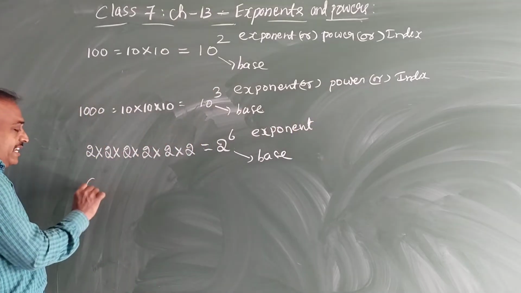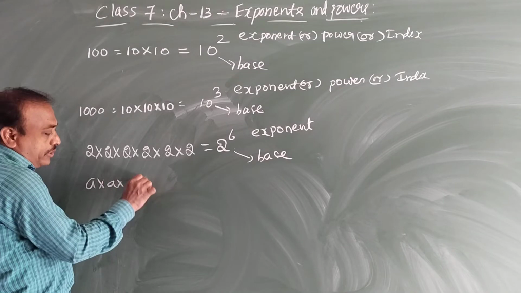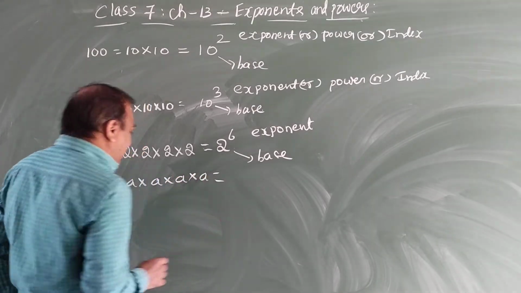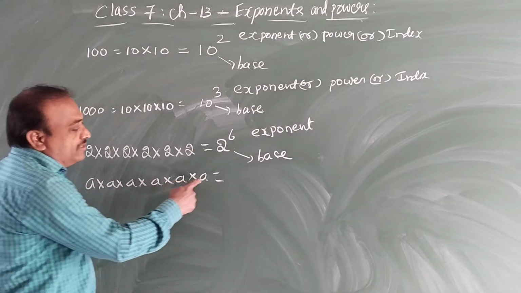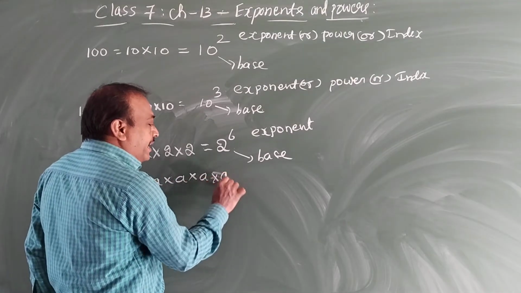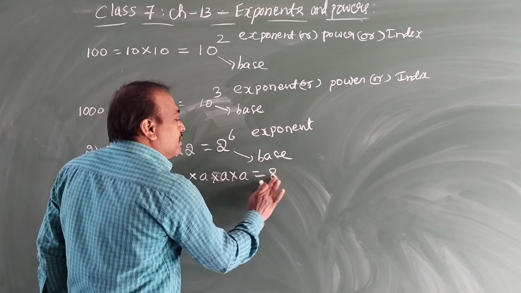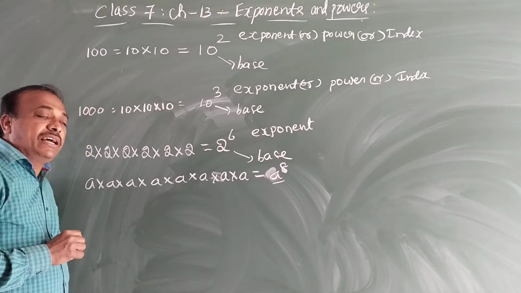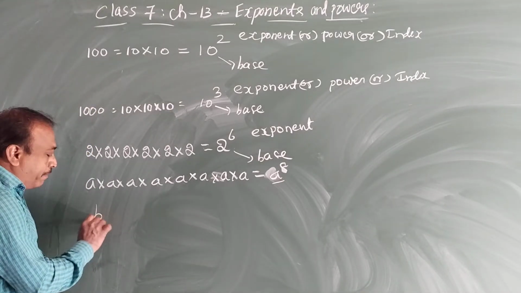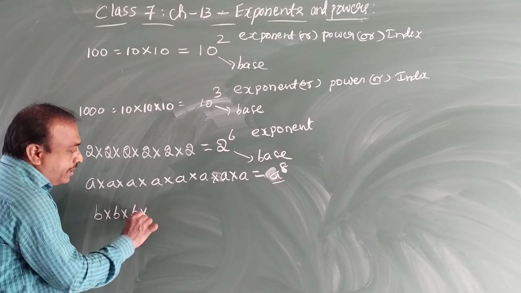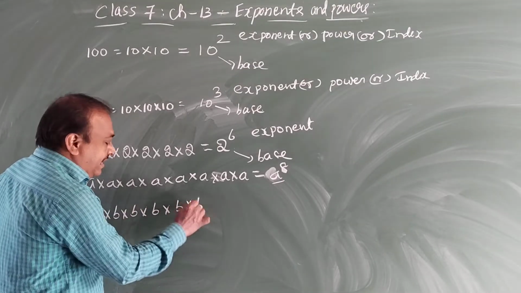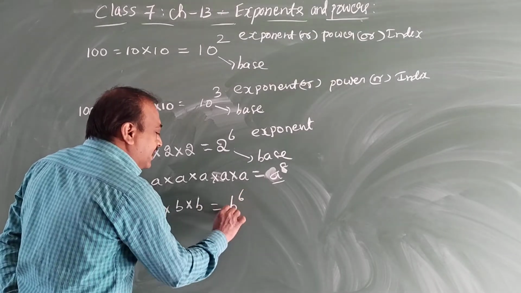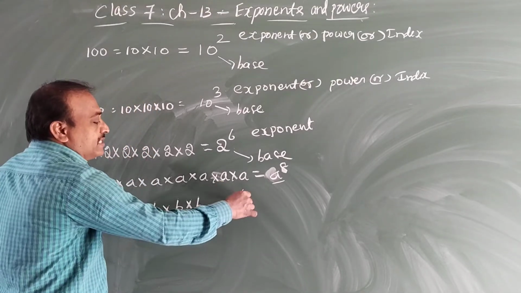Similarly, if you write a into a into a into a into a into a, how many times do you have a? 1, 2, 3, 4, 5, 6. We'll write two more, a into a, then 8 times. So a to the power 8. Here a is the base, 8 is the power. Like that, b into b into b into b into b into b: 1, 2, 3, 4, 5, 6. So b to the power 6. This is the base, this is the exponent.